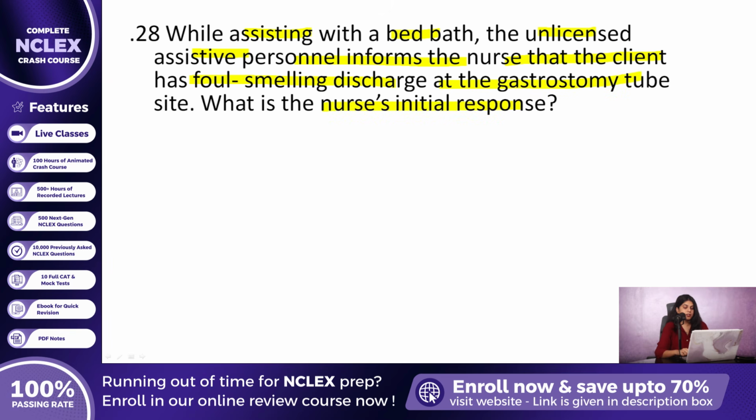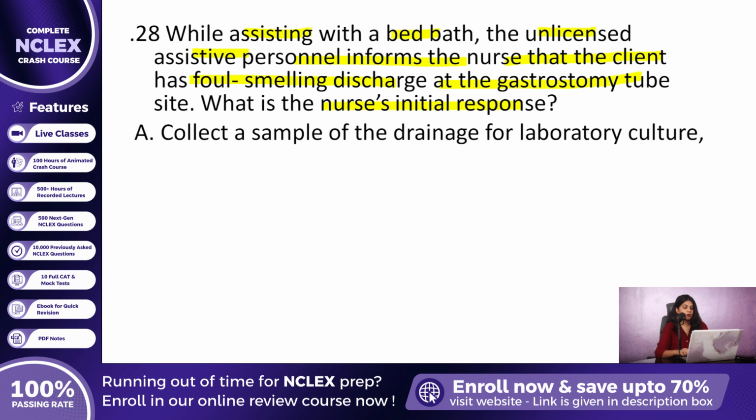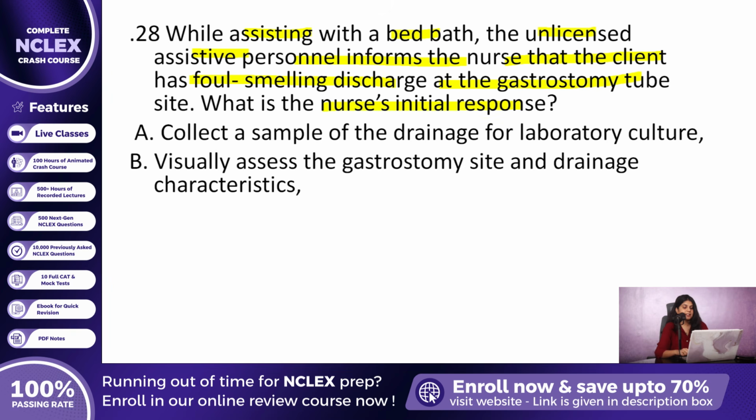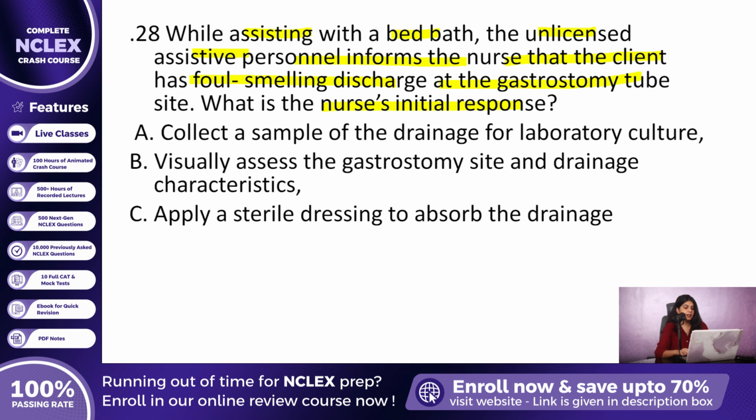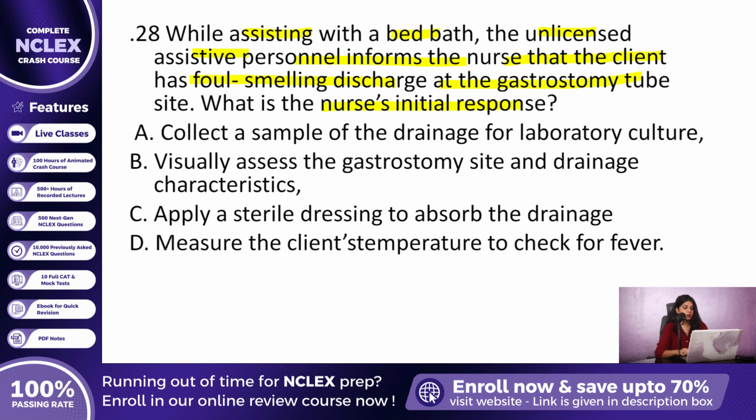What is the nurse's initial response? The options are A. Collect a sample of the drainage for laboratory culture. B. Visually assess the gastrostomy site and drainage characteristics. C. Apply a sterile dressing to absorb the drainage. Or D. Measure the client's temperature to check for fever.